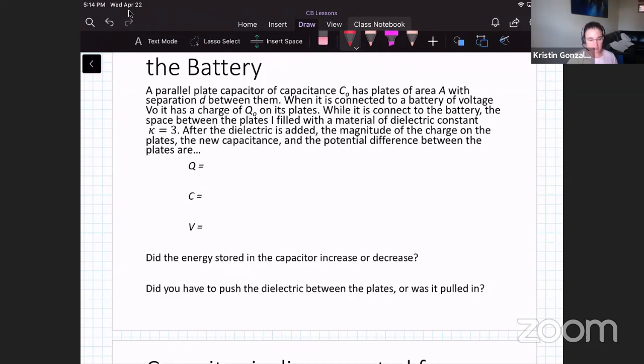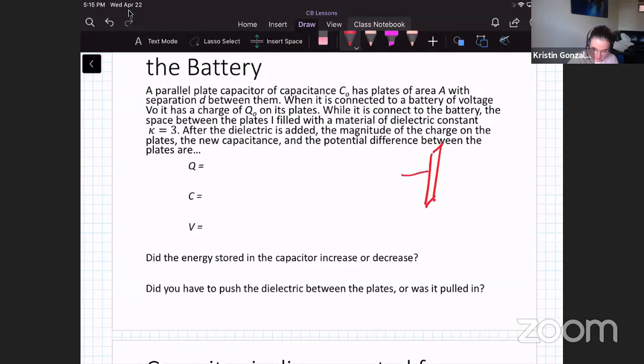So we're going to do it once with the battery attached and then once without the battery. So if we have a parallel plate capacitor with a capacitance of C naught, plate area A, and separation D, when it's connected to a battery of voltage V naught, it has a charge of Q naught on its plates. While it is connected to the battery, the space between the plates is filled with a material of dielectric constant 3.